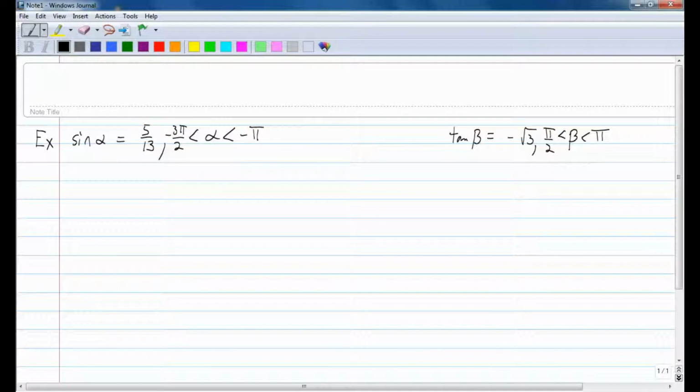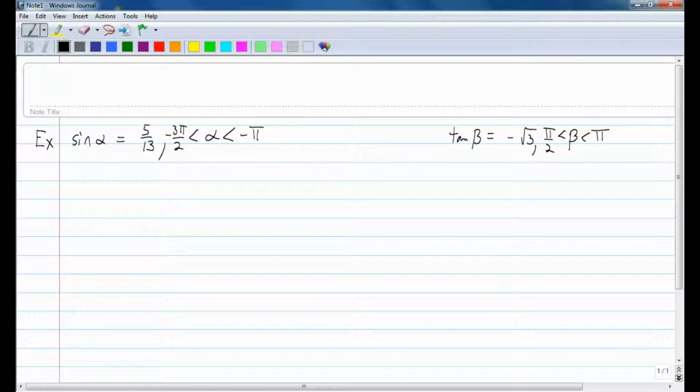So those formulas require us to figure out, we have the sine of alpha, we're going to need to find the cosine of alpha and the tangent of alpha. And then we were given the tangent of beta, so we're going to need to figure out the sine of beta and the cosine of beta. So we need sine, cosine, and tangent for alpha and for beta, and then we plug everything into our formulas. Let's start with alpha, and let's figure out the cosine of alpha and the tangent of alpha.